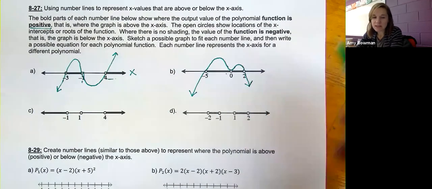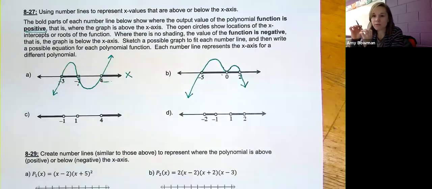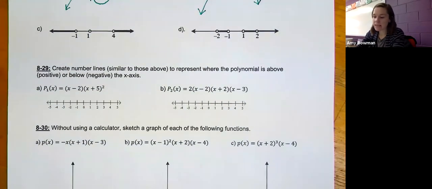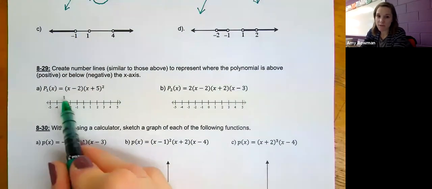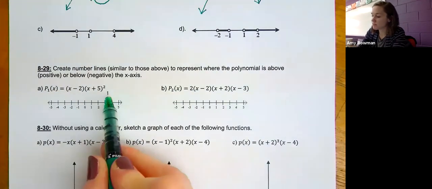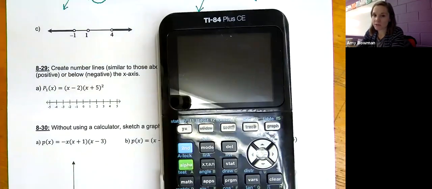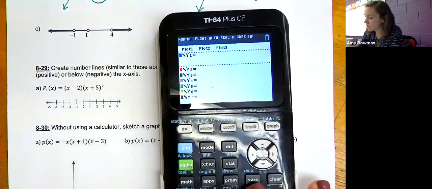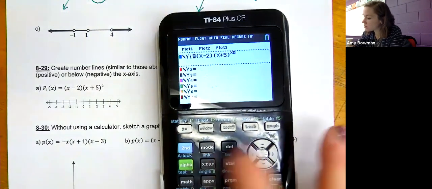So again, these number lines are just a quick visual representation of where a function might be even or where it might be odd. So let's go in the opposite direction then. If I give you the graph, this graph we looked at on the last page of notes, I will plug it back in really fast so we can take a quick look at it. So if I'm plugging in x minus 2 times x plus 5 squared.